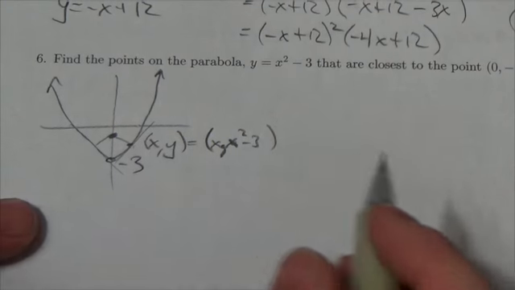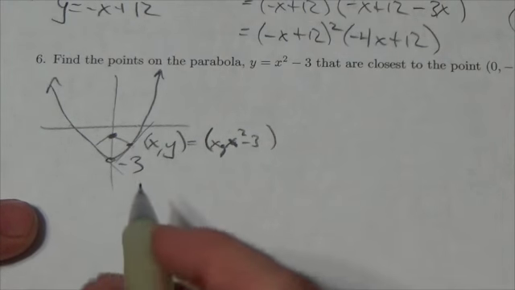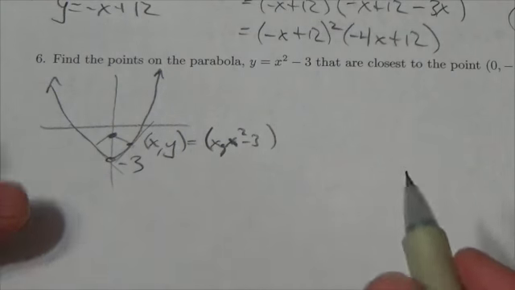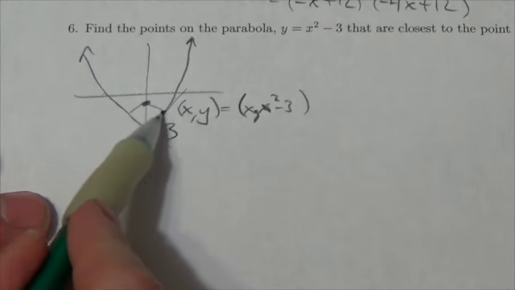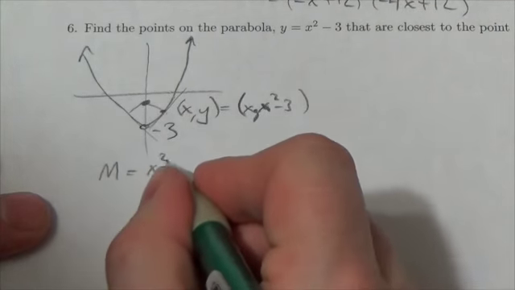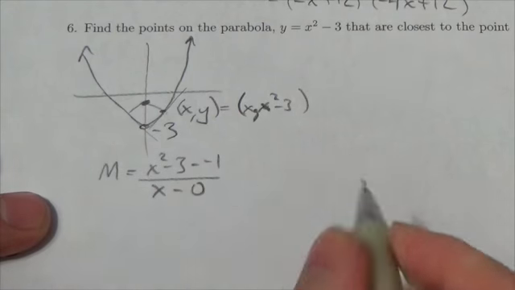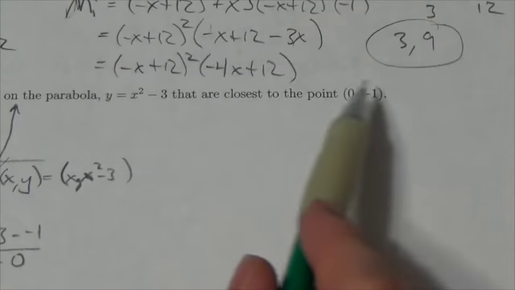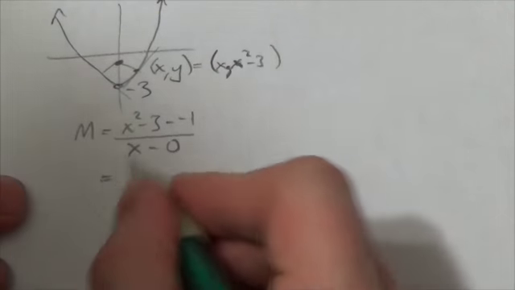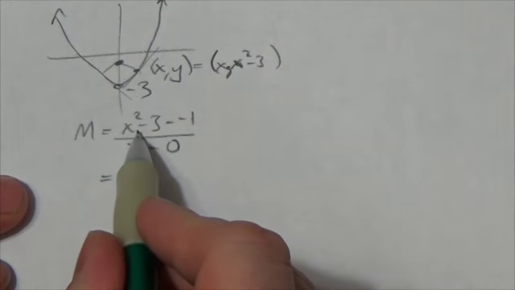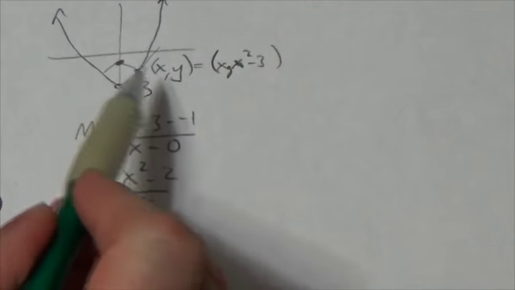Okay, so what I've got to do here is set up some slopes, and because I know the way slopes work, I can adjust for the fact that they're supposed to be perpendicular. So first of all, the slope of the line connecting those two is going to be x squared minus 3 minus negative 1, all over x minus 0. That's plugging this point and this point into the slope formula. That's the slope of that line right there. And I will simplify that. That's going to be x squared, negative 3 minus negative 1 is negative 2, over x. Okay, so that's the slope of that line.